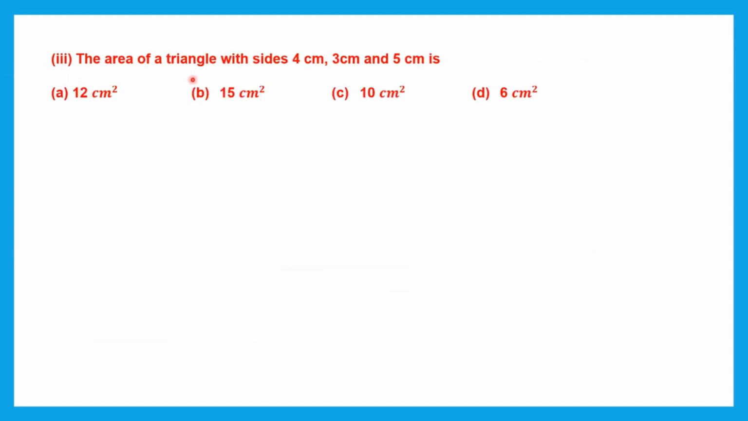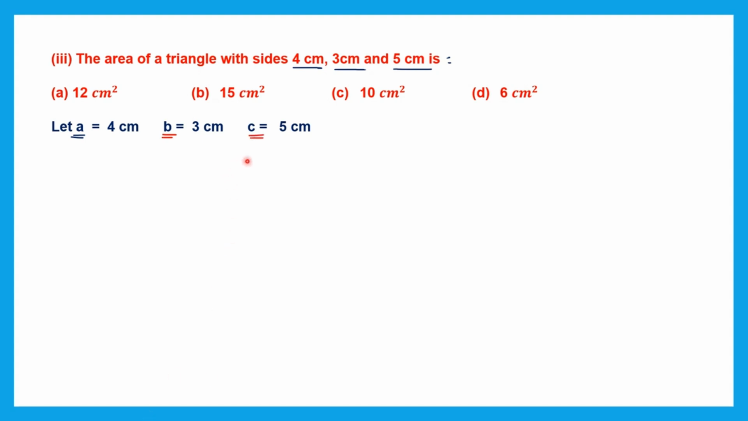Question 3. The area of a triangle with sides 4 centimeters, 3 centimeters and 5 centimeters is. So they want us to find the area. So we've been given 3 sides, 4 centimeters, 3 and 5 centimeters. So let's write it down. So we're going to consider the first side A to be 4 centimeters, the second side B to be 3 and the third side C to be 5.